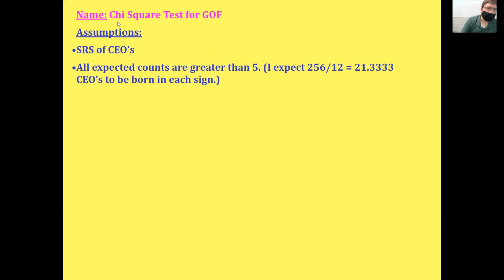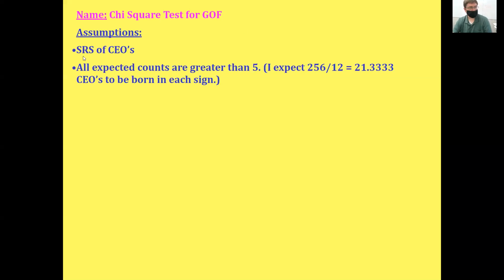Let's start off with the name. What kind of test are we doing? A chi-squared test for goodness of fit, which means we're looking at univariate data. We're taking the CEOs and the signs they were born under and comparing it to what we expected them to. That's it. We're only looking at one set of data here.